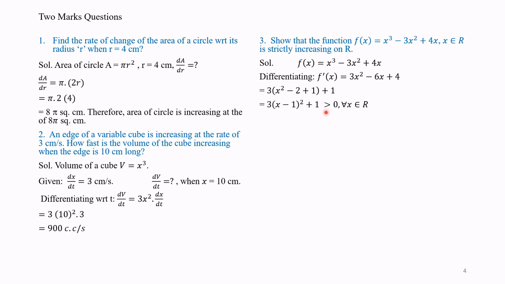Because plus 1 is here, it is always greater than 0 for all values of x, that is, all values of x belonging to R. Therefore, f is strictly increasing on R because the given f dash x is greater than 0.